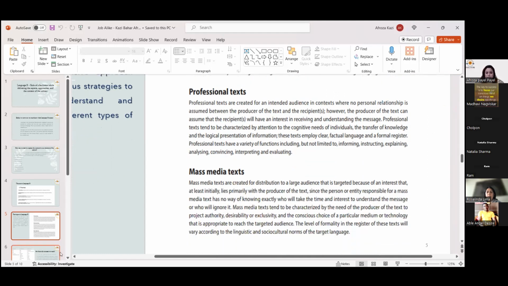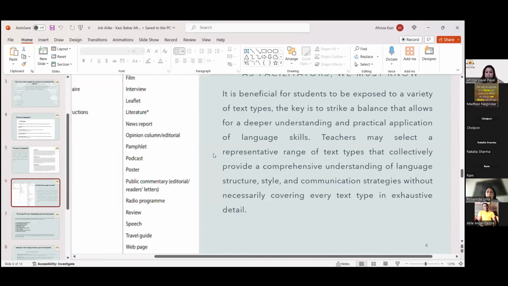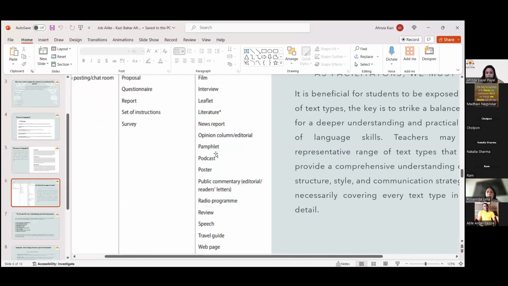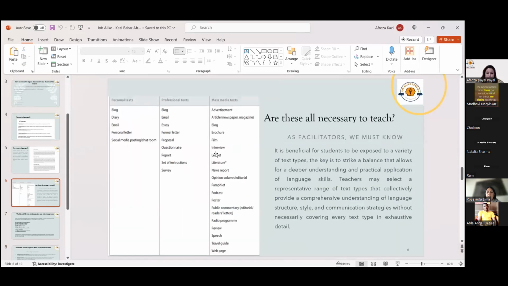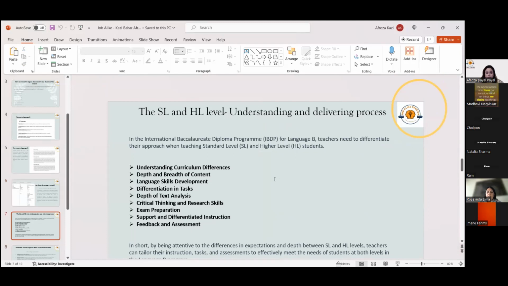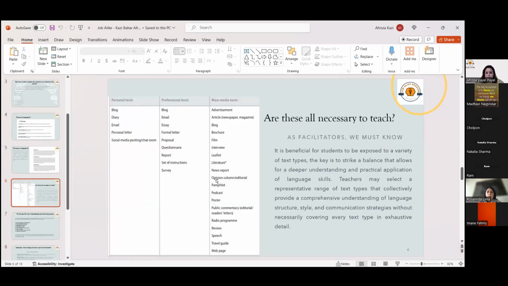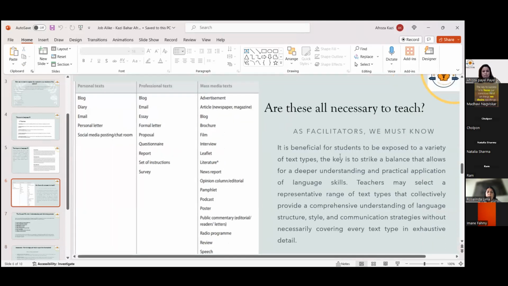If I move on to the next slide, you will have a better understanding of whether we teach them throughout our IB program or not. Ram, I want your help here, because if I'm only talking, that doesn't make any sense. I want you to share your view as well. When I talk about these texts, what comes to your mind, everyone?